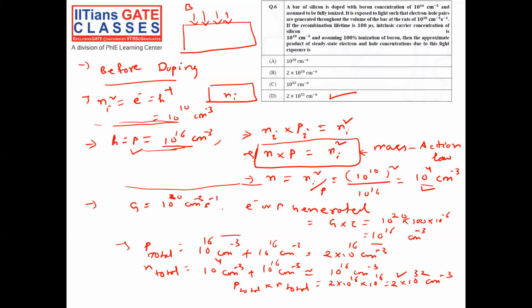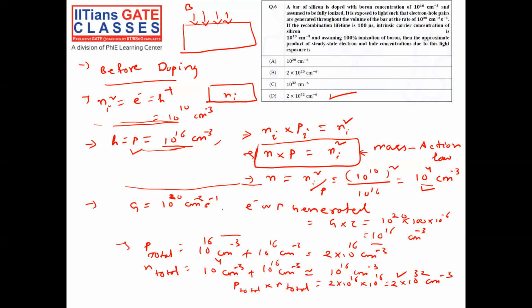Again I am summarizing. When the semiconductor was intrinsic, the number of electrons and holes were 10 power 10 per cm cube. After it is doped, the hole concentration will increase to 10 power of 16 per cm cube, and according to mass action law, the electron concentration will decrease to 10 power 4 per cm cube. Now when you expose to light, electron hole pairs will generate, and the generated concentration is equal to the generation rate into the lifetime, nothing but 10 power of 16 per cm cube electrons and holes.